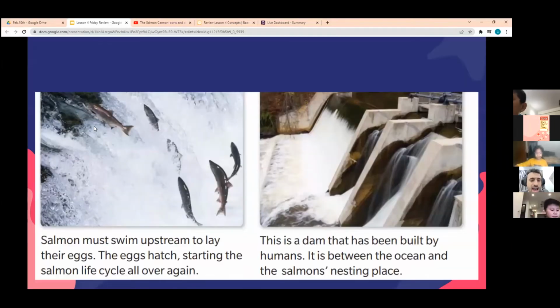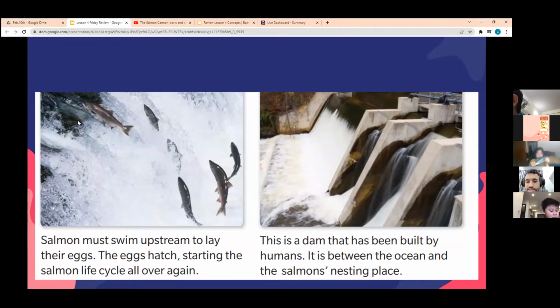This is with the bears, how salmon need to swim upstream, but they get caught by bears. Sometimes they get caught by bears, but the salmon swim upstream to lay their eggs, and to start their life cycle over again.